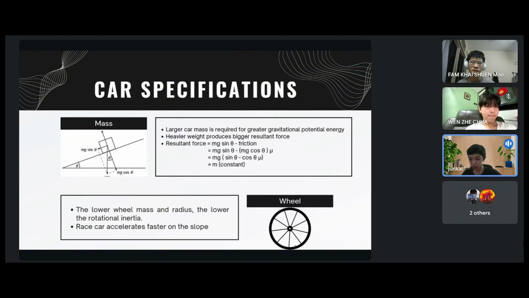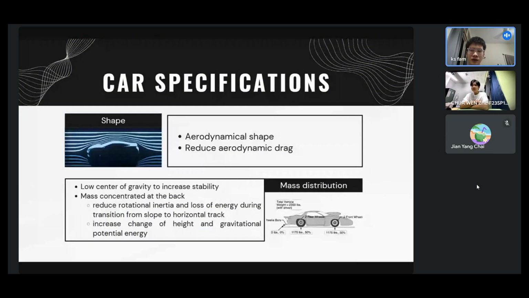Based on those engineering concepts, we are able to decide the car specification, which includes mass. Larger car mass is required for greater gravitational potential energy. Besides, the lower the wheel mass and radius, the lower the rotational inertia. So the shape of the car had to be aerodynamic to reduce aerodynamic drag. Besides, the mass of the car has to be concentrated at the back to reduce loss of energy and increase gravitational potential energy. The center of gravity has to be low to increase stability.